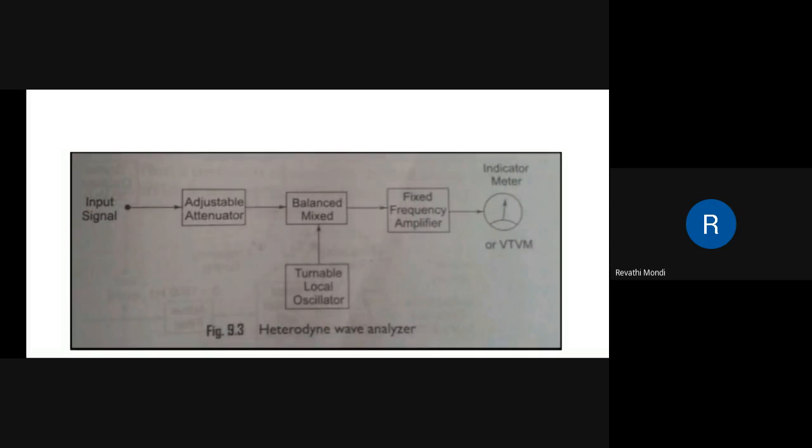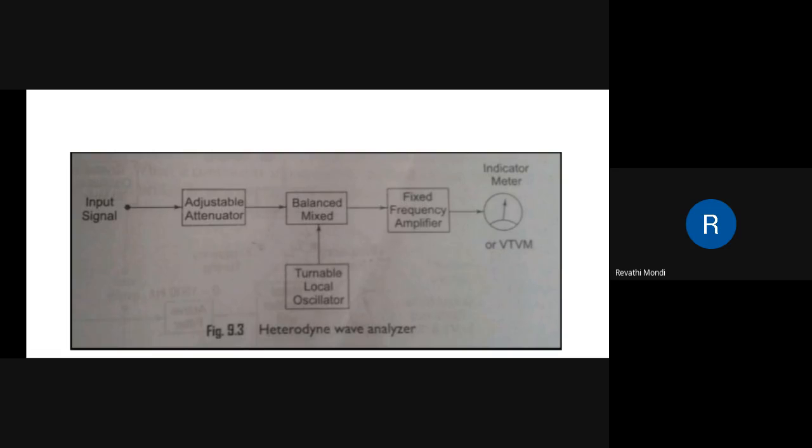Initially, we have to apply the input signal to the adjustable attenuator. Adjustable attenuator means, if we need some RF range of frequencies, that RF range has some particular limit. Based on that limit, we have to adjust the attenuator. This attenuator cuts the unwanted signal, and the remaining ranges are cut by the attenuator.